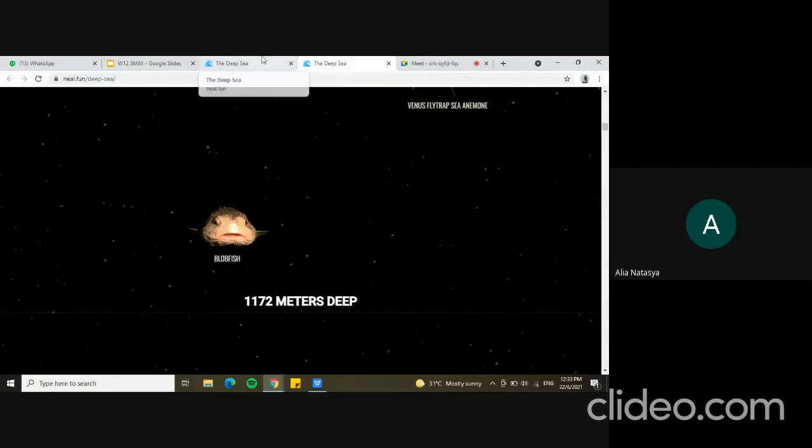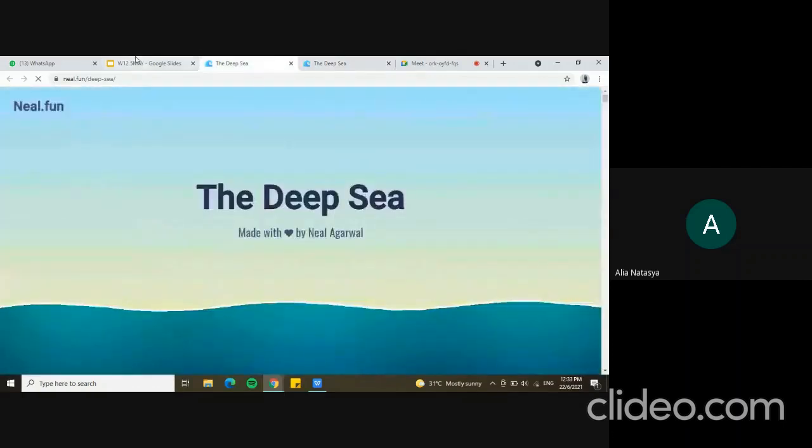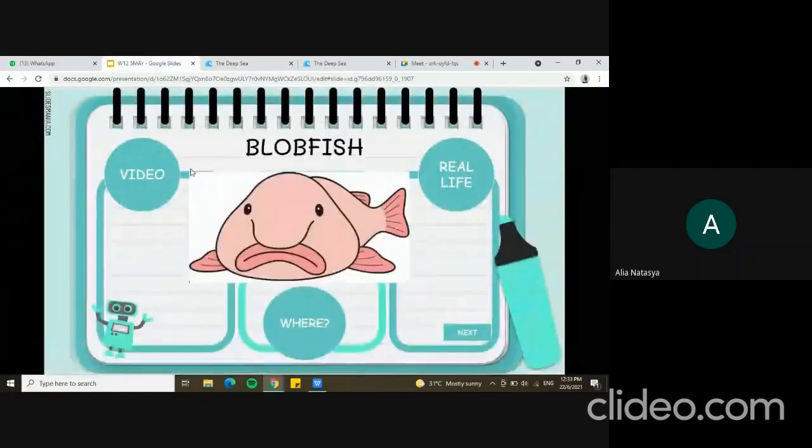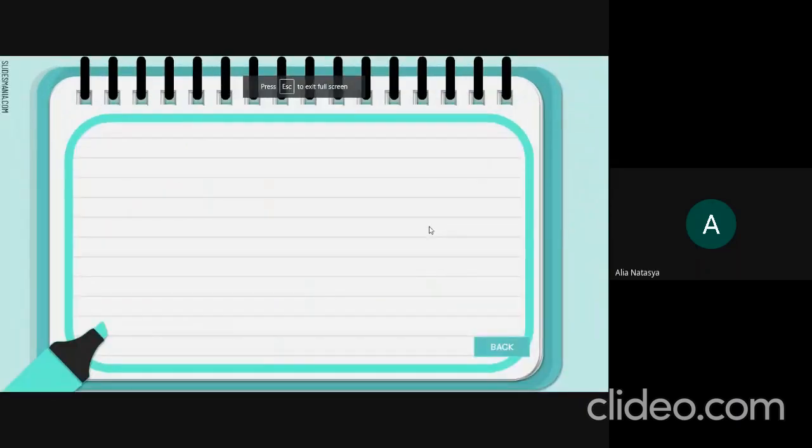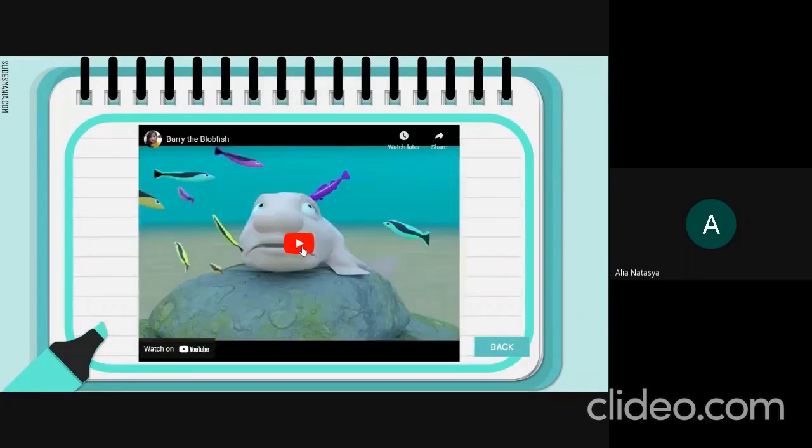So as they have already seen where blockfish live in the deep sea, they will continue. For example, they can then see the video about blockfish, which will just be an animated video about blockfish. This is just to engage pupils more in the lesson so that it is going to be even more interesting.